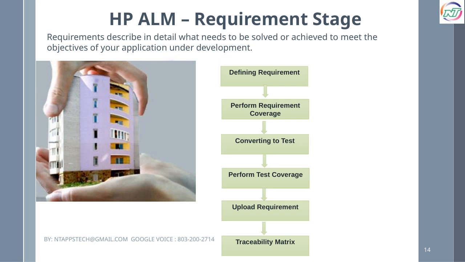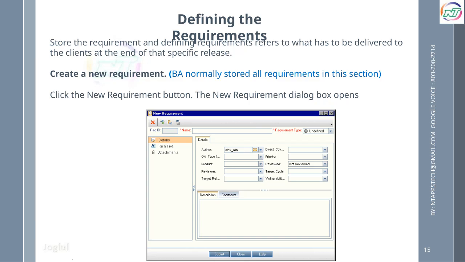Converting requirements into test cases helps us implement actual testing scenarios that validate the requirements. Uploading the requirements is important for documentation and reference purposes within the system. Defining requirements is a continuous process that involves clarifying and detailing what needs to be achieved. Using a traceability matrix helps us track the relationships between requirements, test cases, and defects, ensuring comprehensive coverage and helping identify gaps quickly. Let's move on to the next slide.